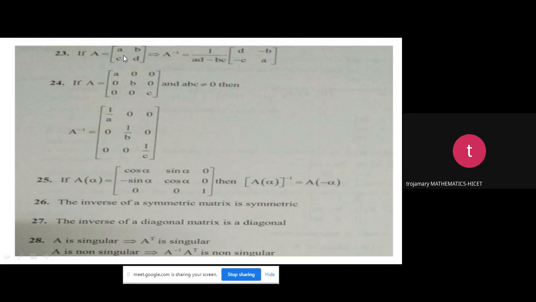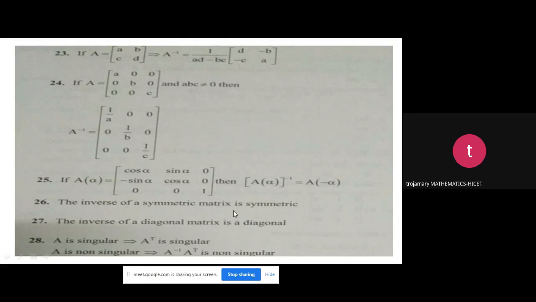So determinant A, we know, is AD minus BC: product of the main diagonal minus product of the other diagonal. This is called the determinant. For a diagonal matrix, if the matrix A is diagonal, then directly you can write A inverse as 1 by A, 1 by B, 1 by C. Just take the reciprocal of the diagonal elements. That is the inverse of a diagonal matrix.